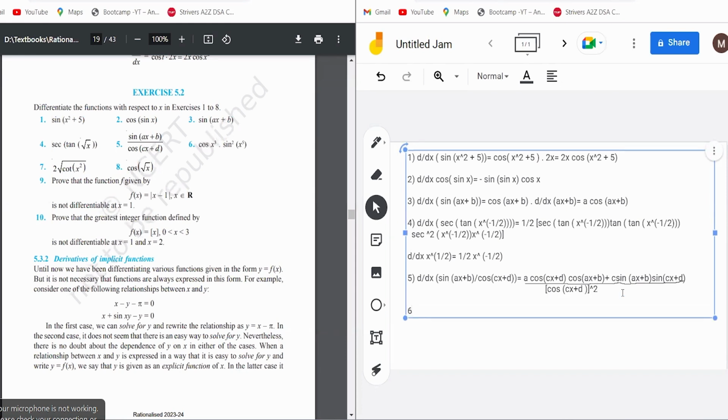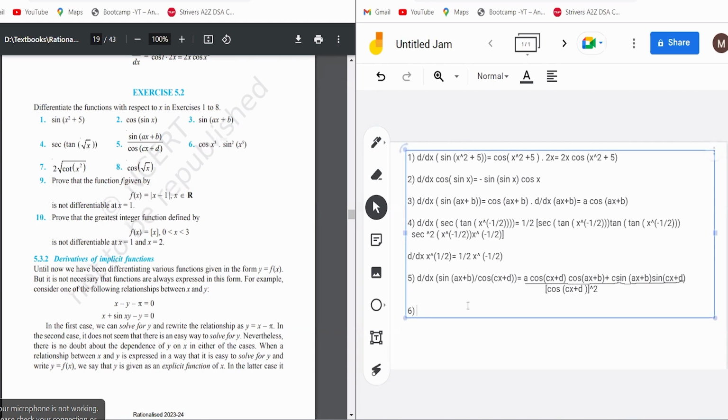Question number 6. So in question number 6, it is saying cos of x cube multiplied by sine square of x power 5. So here we will use our product rule. So how to use the product rule? To use the product rule, we just apply differentiation of first function multiplied by second function plus differentiation of second function multiplied by first function. So let's take the first function as cos of x cube and the second function as sine square x power 5.